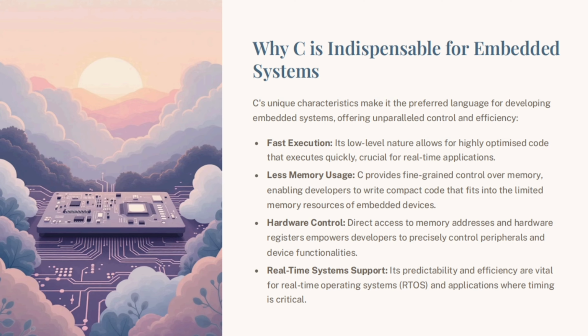Less memory use. C gives developers fine-grained control over every byte of memory. This allows us to write very compact code that fits perfectly within the strictly limited memory resources of embedded systems. Hardware control: with direct access to memory addresses and hardware registers, C empowers developers to precisely control peripherals and specific device functionalities.